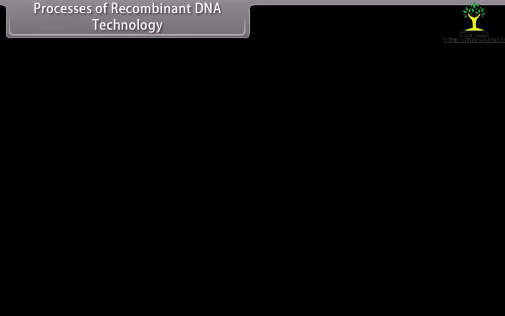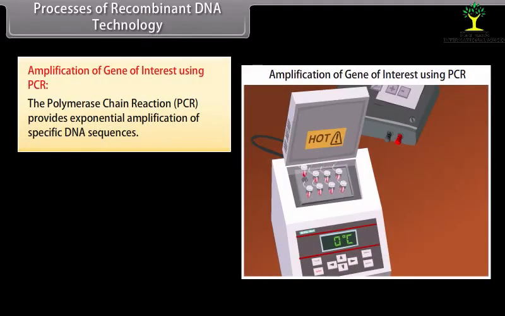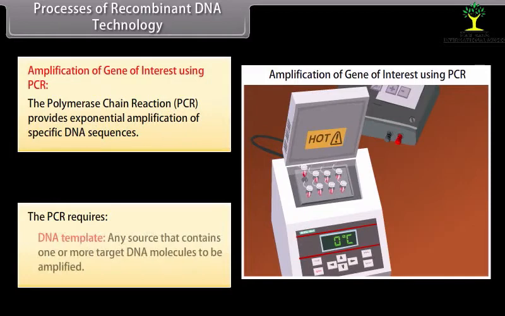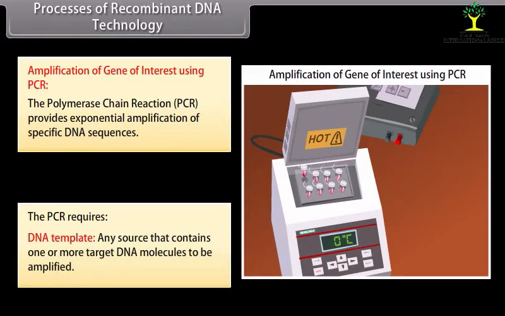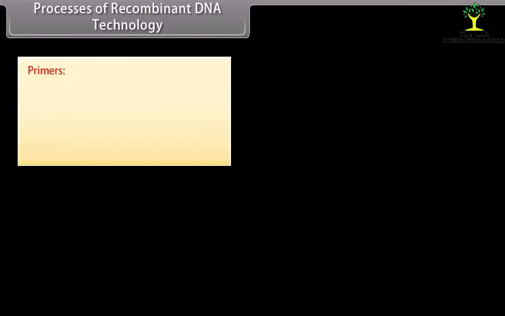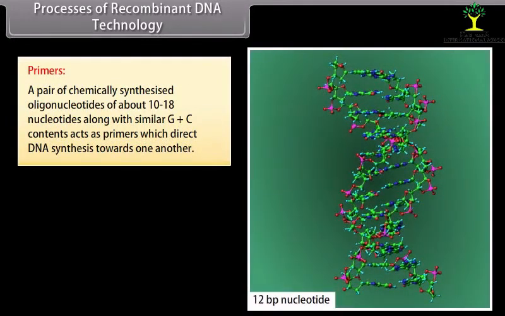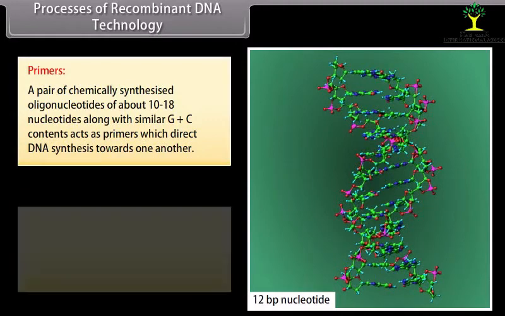Processes of recombinant DNA technology. Amplification of gene of interest using PCR. The polymerase chain reaction, PCR, provides exponential amplification of specific DNA sequences. The PCR requires DNA template, any source that contains one or more target DNA molecules to be amplified. Primers, a pair of chemically synthesized oligonucleotides of about 10 to 18 nucleotides along with similar G plus C contents, act as primers to direct DNA synthesis towards one another.